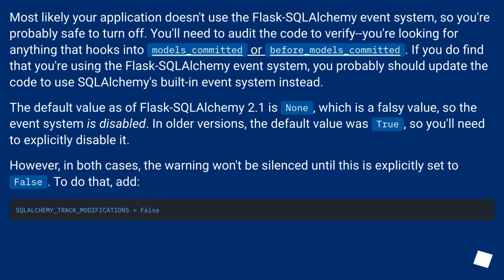The default value as of Flask-SQLAlchemy 2.1 is None, which is a falsy value, so the event system is disabled. In older versions, the default value was True, so you'll need to explicitly disable it. However, in both cases, the warning won't be silenced until this is explicitly set to False. To do that, add it to your app config.